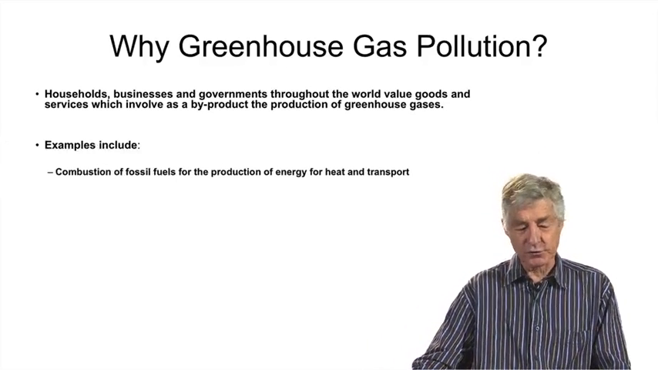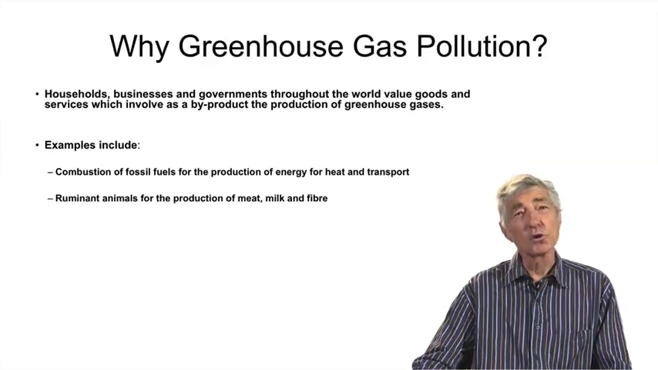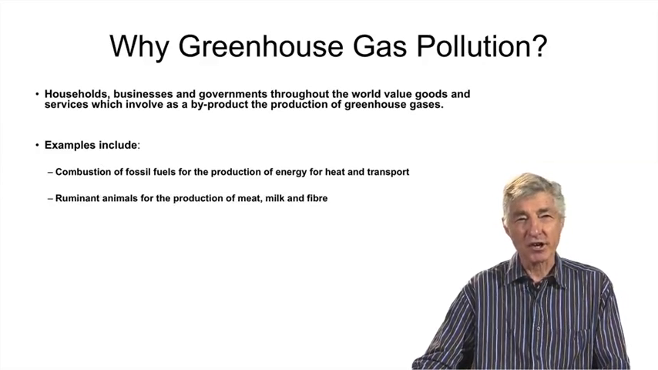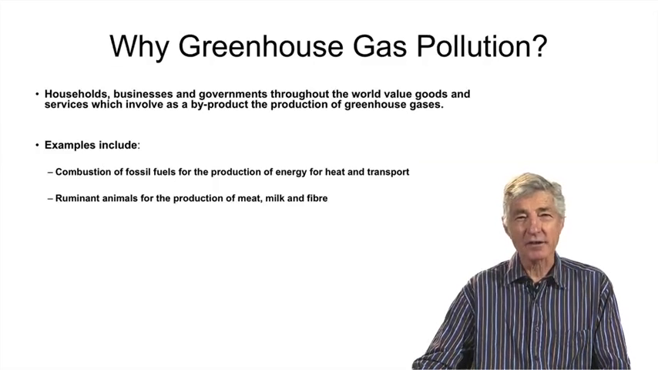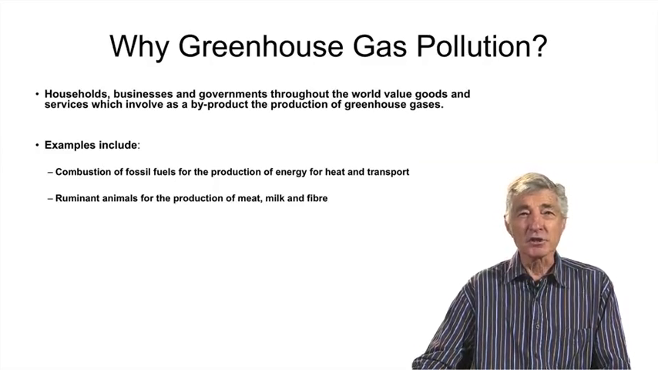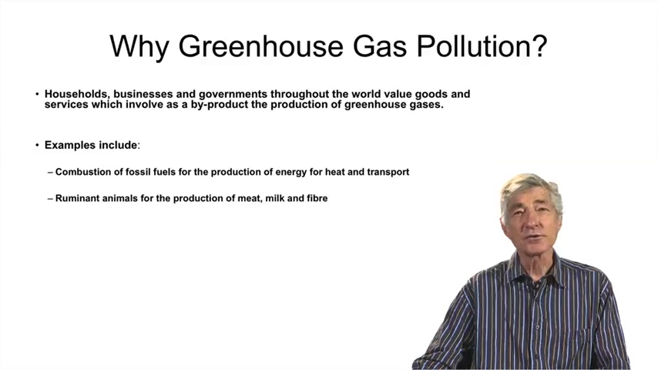Combustion of fossil fuels for heat and energy. Ruminants, they are one of the worst polluters. In a country like Australia, over a quarter of our pollution largely comes from cattle and sheep, burping and excreting methane. But you and I like the meat, the fibre and the milk that we get from that.